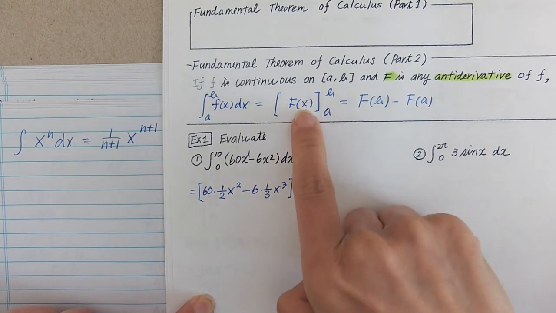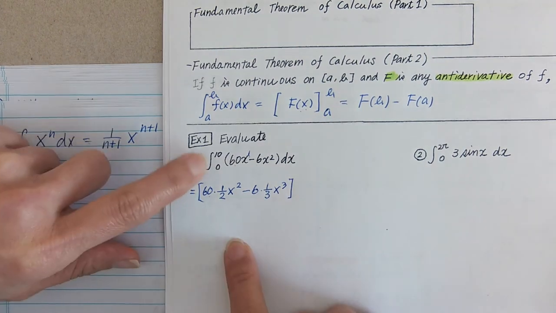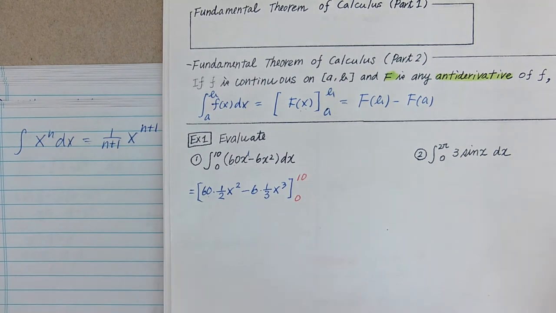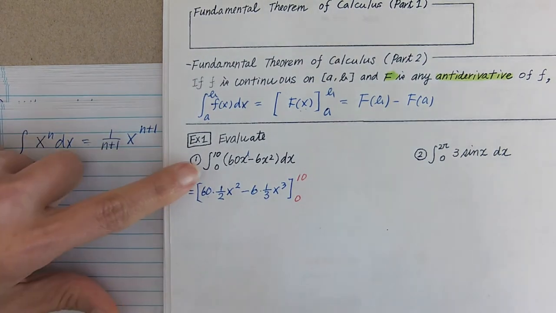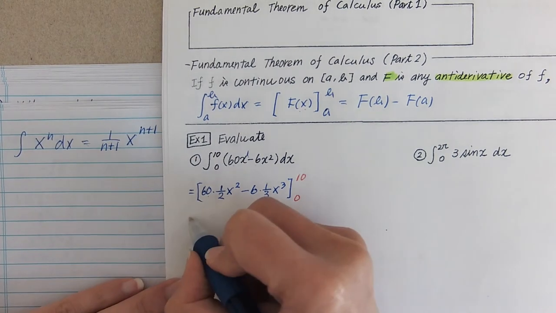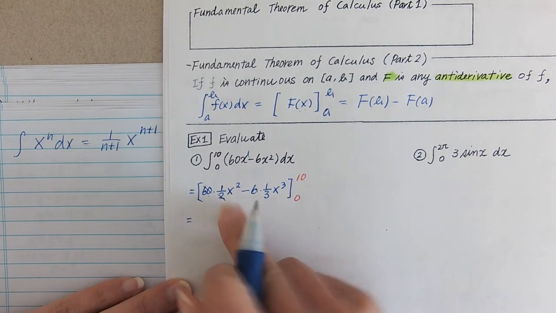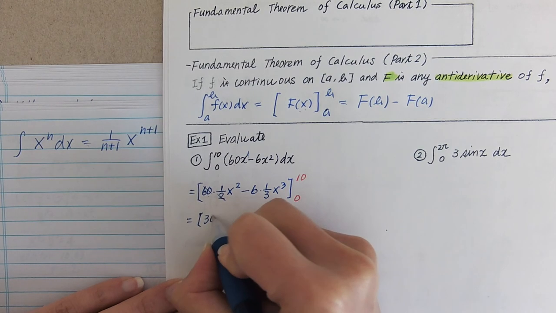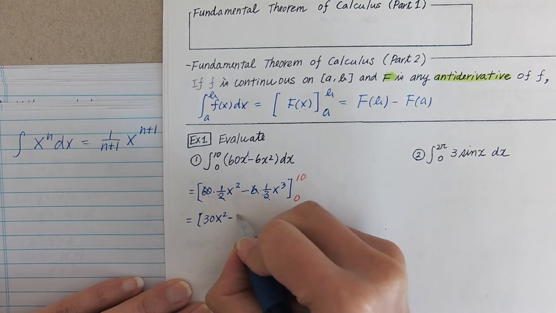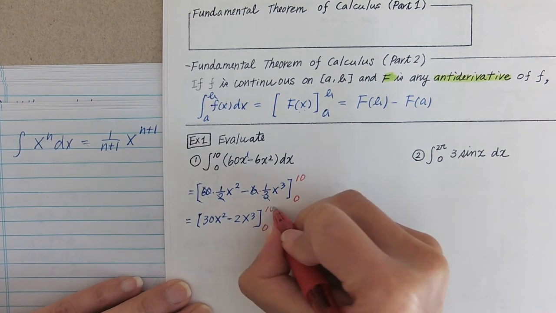You did the antiderivative. Now I need A to B. Our A to B is 0 to 10, so you put the 0 to 10. I need to simplify a little bit. 60 over 2 is 30, so 30x squared. The 3 and the 6 you can cross out, so negative 2x cubed, from 0 to 10.